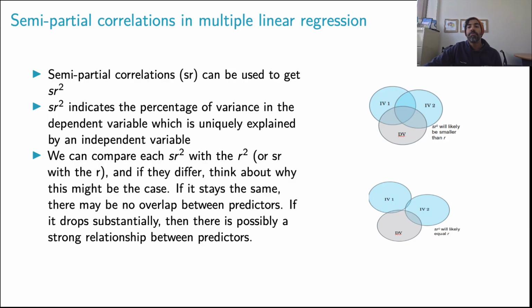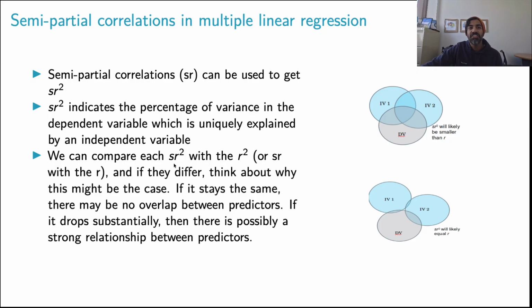And then we built on this understanding of multiple linear regression by talking about semi-partial correlations, which can be used to indicate the percentage of variance in the dependent variable that's uniquely explained by the independent variable. In typical analyses, we're looking at the shared variance, but in semi-partial correlations, you get a sense of the individual variance of variables.